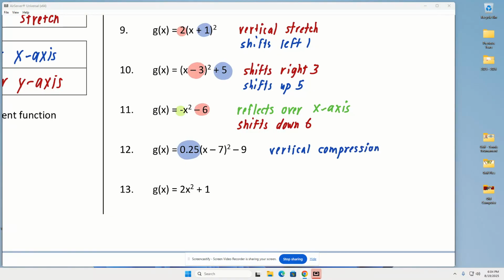Okay, and then we're subtracting 7. That's a shift. It is inside, it's horizontal. It's the opposite, so it's a positive 7. So it shifts right 7. And then lastly for this problem, we've got minus 9. So that's another shift. It's outside, so it's vertical. So it shifts down 9.